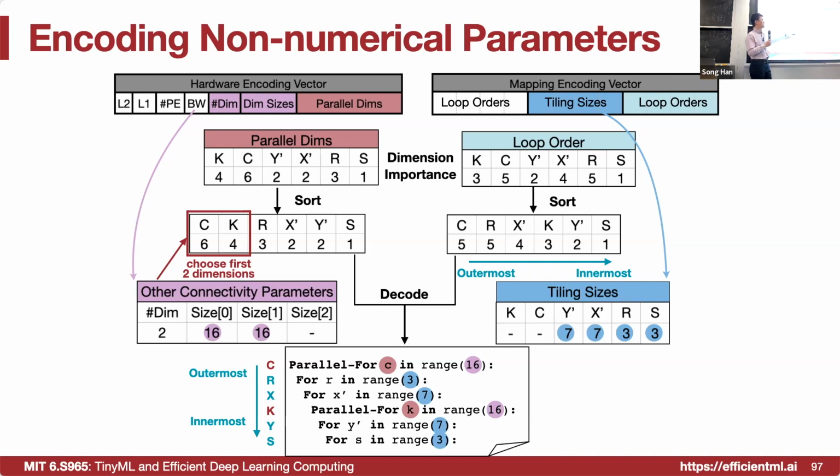For example, the sizes of the different buffers and the different tiling sizes, we can derive from these numerical values. For these different tiling sizes, we can also obtain them from these blue colors, right? So this is how we combine both these numerical values and these non-numerical values, including the parallel dimension, loop order, as well as those tiling sizes and other connectivity parameters into one search space. We can use evolution strategy to search.